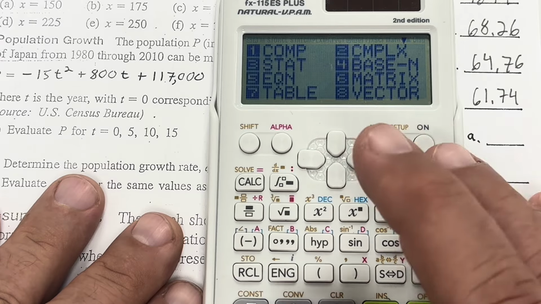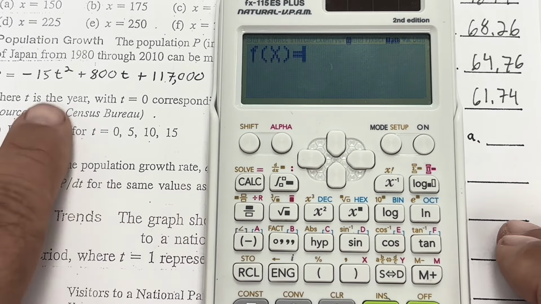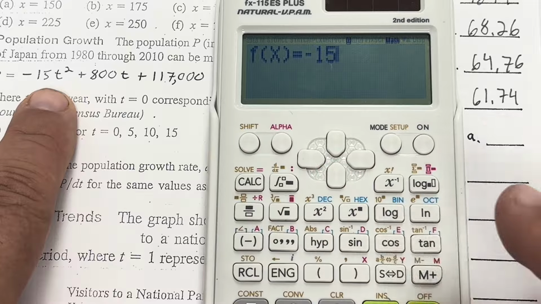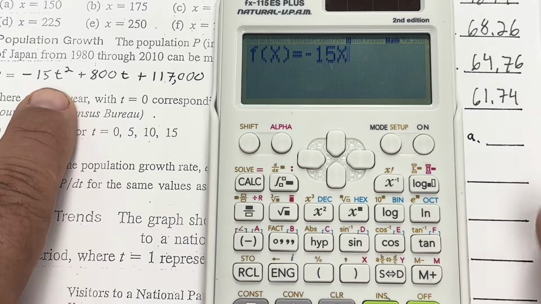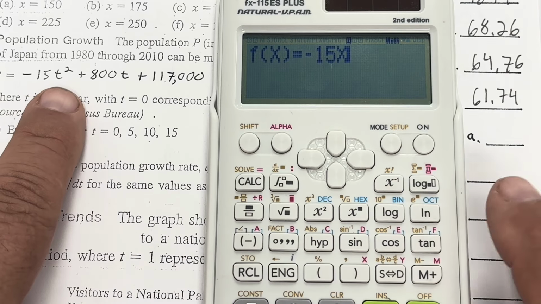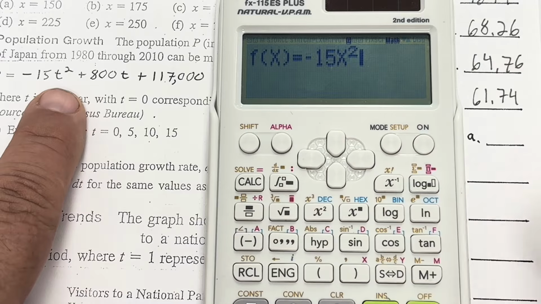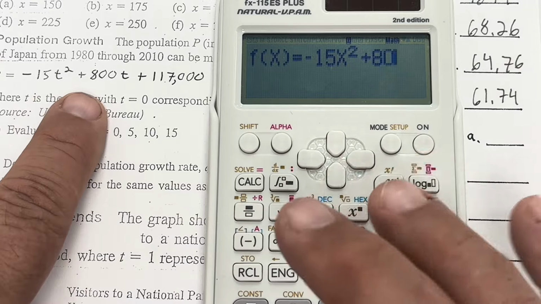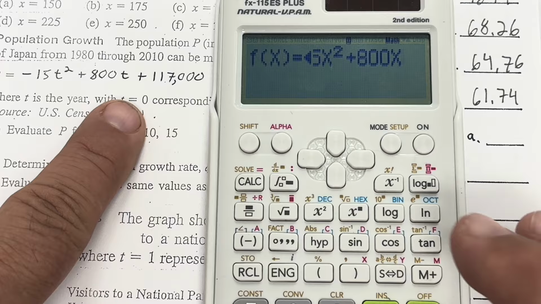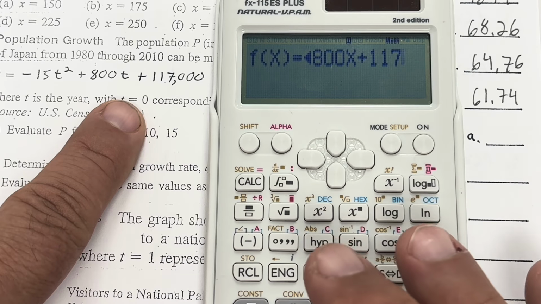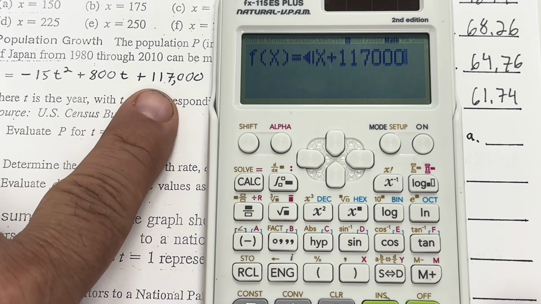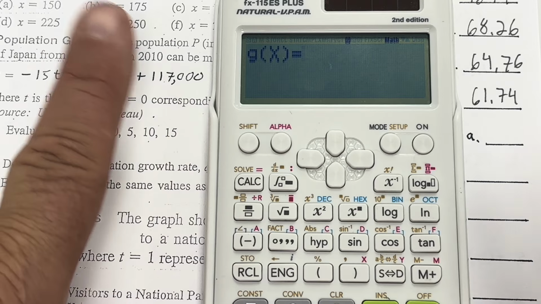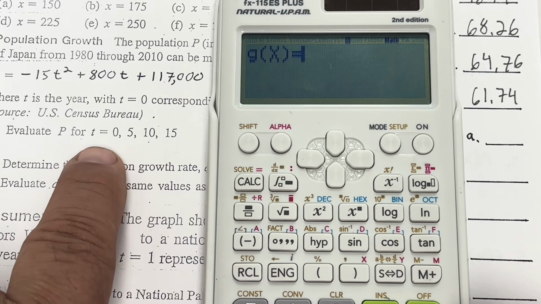So mode 7, negative 15. We're going to use alpha red X because we don't have a variable T on our calculator. Then we hit X squared to get that 2 to appear, plus 800 alpha red X, plus 117,000. There's our function. We hit equals. We don't need g of x, so we hit equals again.